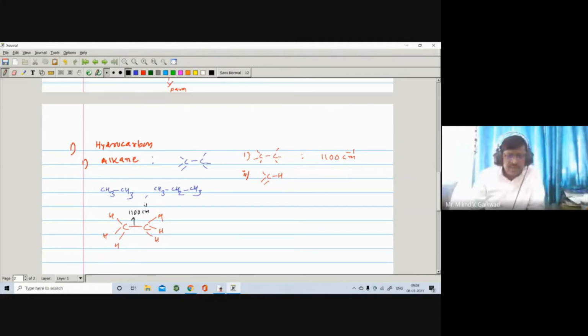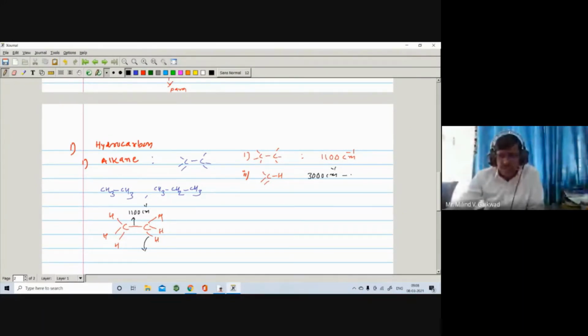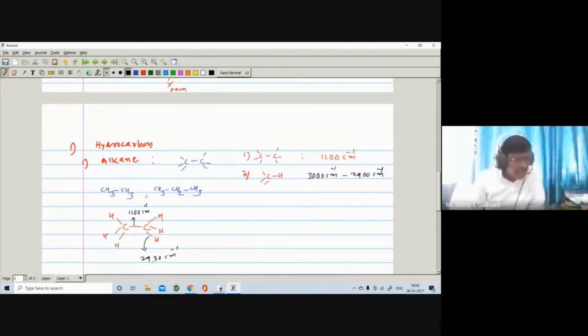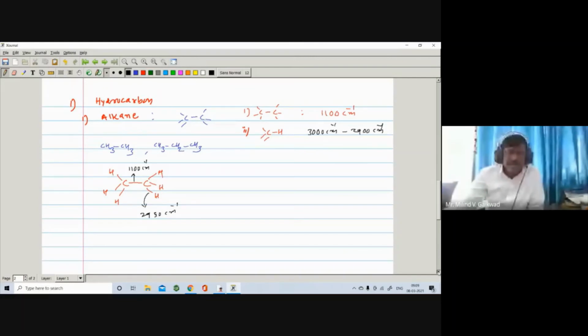1100 centimeter inverse. Then the CH stretching will appear between 3000 centimeter inverse to 2900 centimeter inverse. So remember, it is not above 3000, it is in between 2900 and 3000. You can take any value, suppose 2950 centimeter inverse, sometimes 2910. So in this way, we have seen the presence of alkane. You should know the functional group and which band it contains.